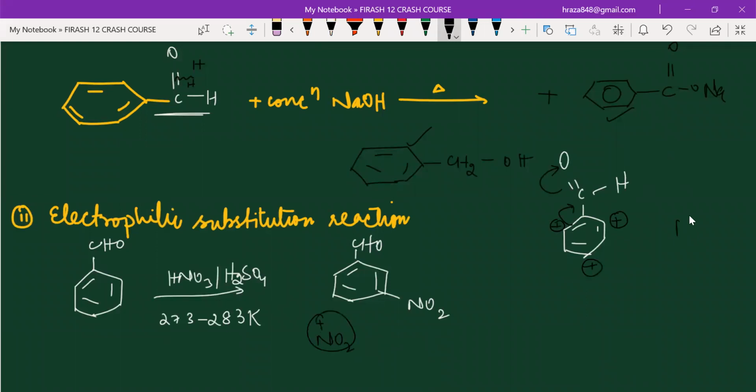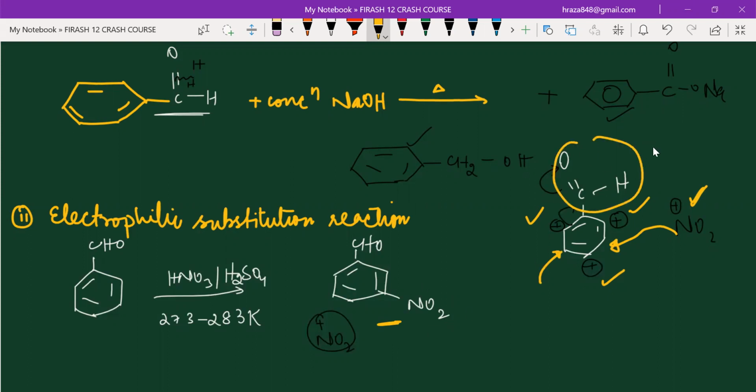NO2+ is an electrophile. That means it will attack at that site where electron-rich species are available, where a nucleophilic center is there. So you can see positive sign, positive sign, positive sign. It is an electrophilic center, and the attacking species is already an electrophile. So it will attack at meta, because at least it doesn't have a positive charge. That's why this CHO is acting as a meta directing group.